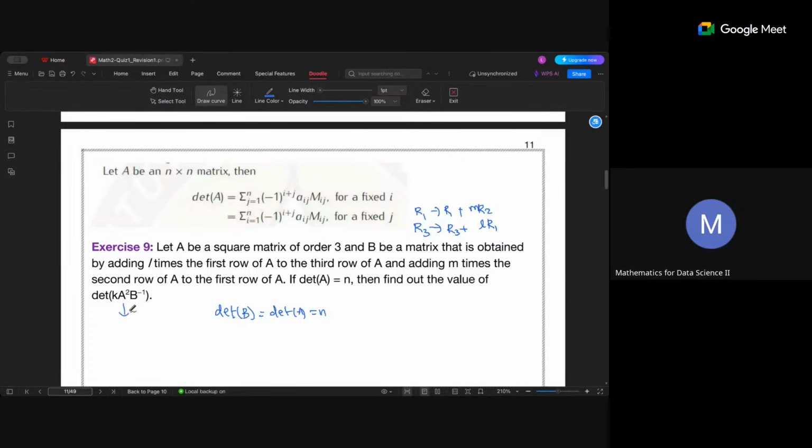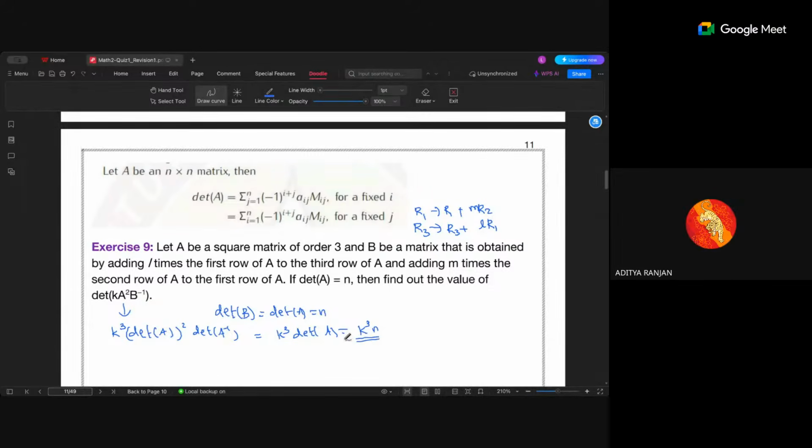So what should be the answer here? K to the power 3 determinant of A squared into determinant of A inverse, which is K cube, K cube determinant of A. So K cube N is the answer.